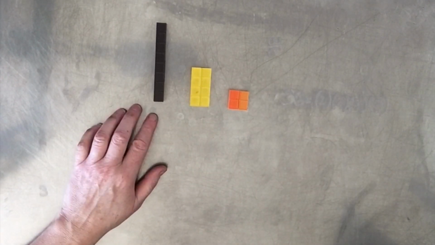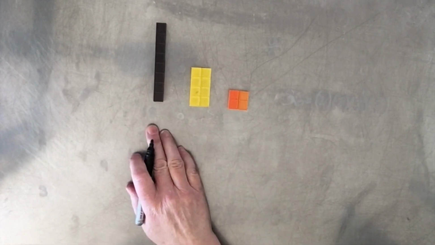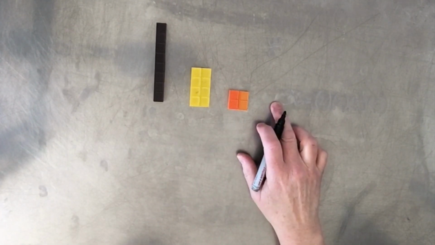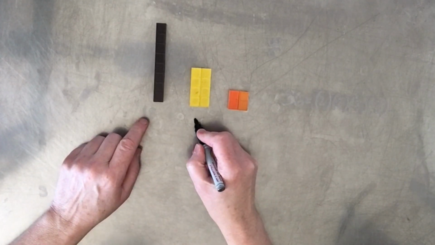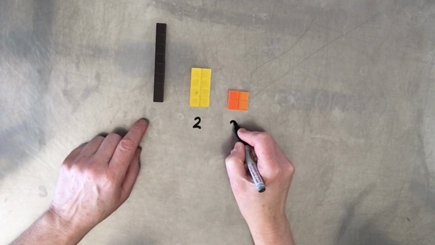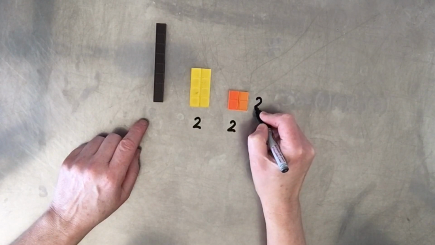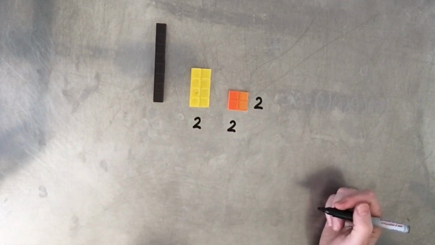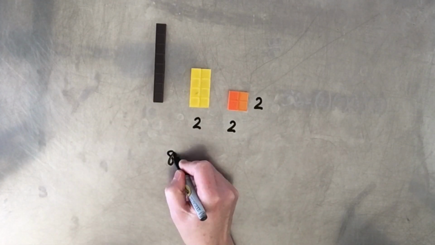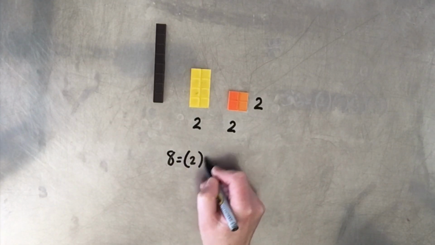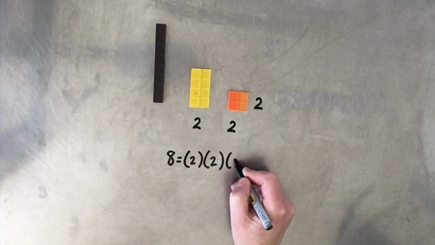If we look at the numbers that would go here, we have a 1 here, so we don't include that. We have a 2 here, we have a 2 here, and we have a 2 here. And we can't factor 2 anymore because it's prime. So our prime factors of 8 are 2 times 2 times 2.